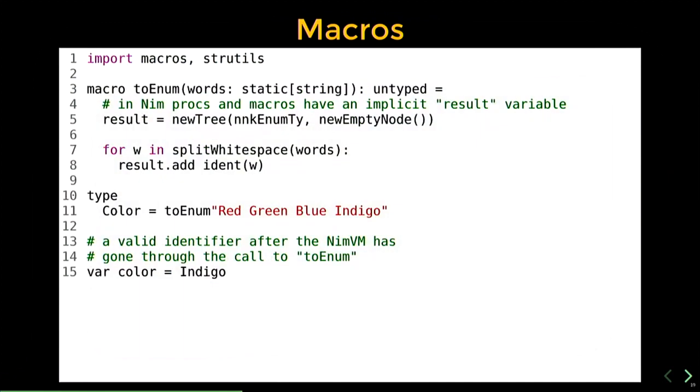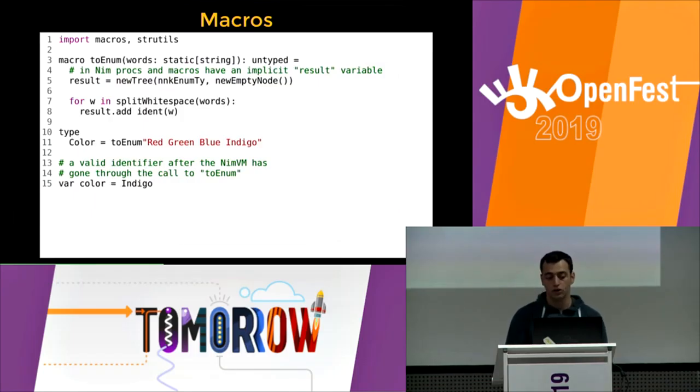The next thing we're going to talk about is macros. In this case, we have a toEnum macro which receives a string and does some things. Let's see how we use it. In the type section, where we want to define an enumeration, the enumeration is called color, and we call toEnum, and we pass it a string with enum values.